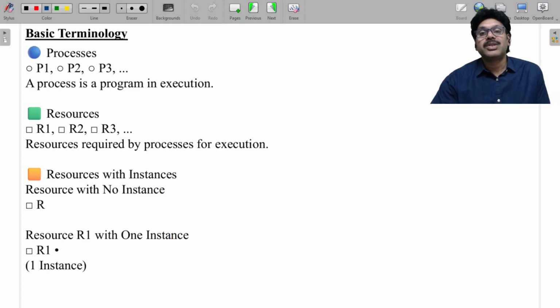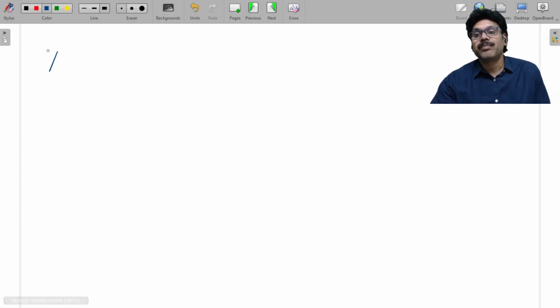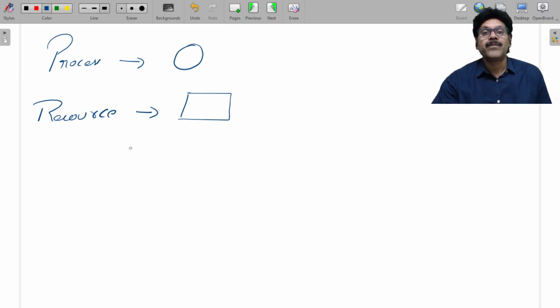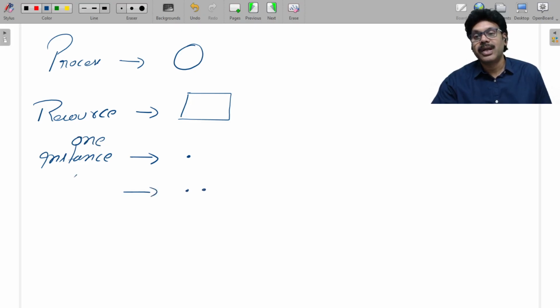So basic terminology. What is basic terminology? When I am talking about a process, pictorial representation, this is how you need to represent a process. When I am saying a resource, pictorial representation of resource is like this. When I am saying an instance, one copy, two copies, then it is denoted with a dot. If it is a single dot, it is known as one instance. If it is a double copy, then it is known as two instances.